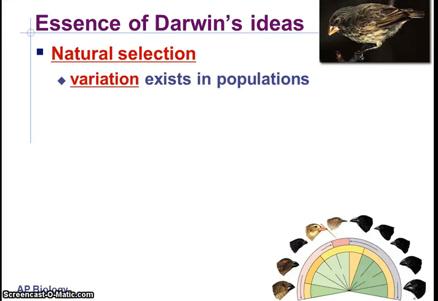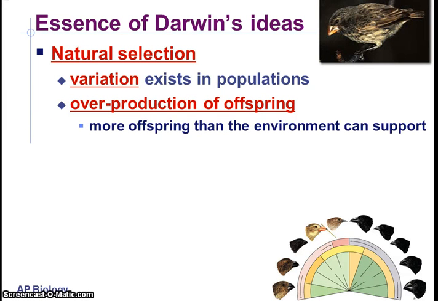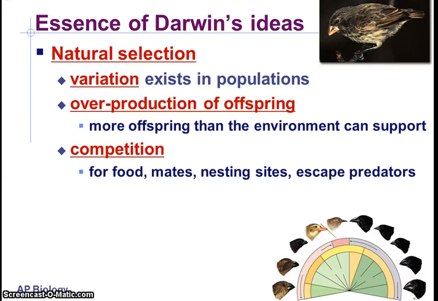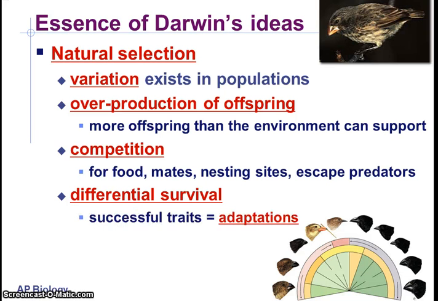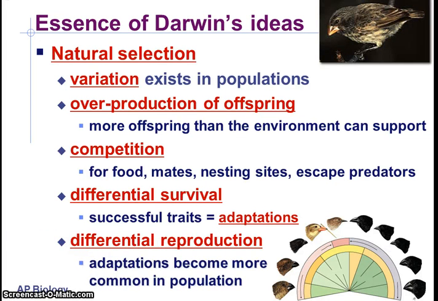So his idea is that variation exists in populations. You can see that everywhere. There's an overproduction of offspring, more offspring than the environment can support. There's competition: food, mates, where you nest, how to escape predators, and there's differential survival. So some are going to survive, some aren't. Those successful traits, the reason you survive, is because you have adaptations within you. There's also differential reproduction. So more adaptations become more common in the population. If it's advantageous, it becomes more common.